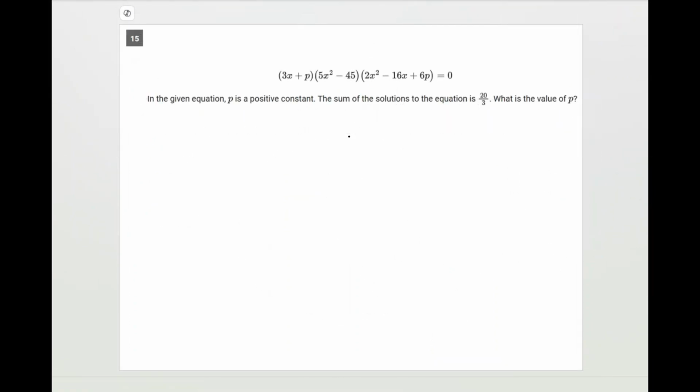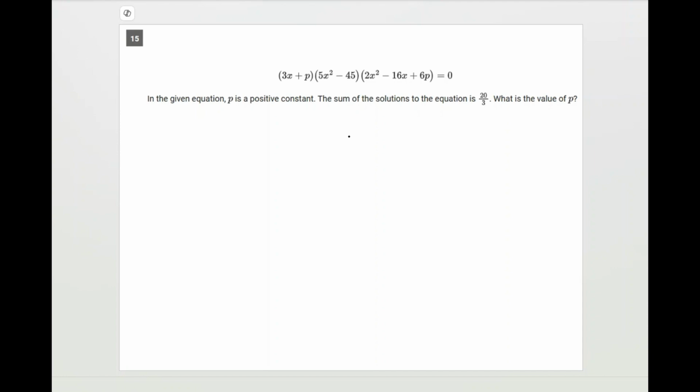The fifth and final problem from this video on the hardest SAT problems in the Bluebook practice exams that College Board has currently published. So let's read the problem. In the given equation, p is a positive constant. The sum of the solutions to the equation is 20 divided by 3. What is the value of p?